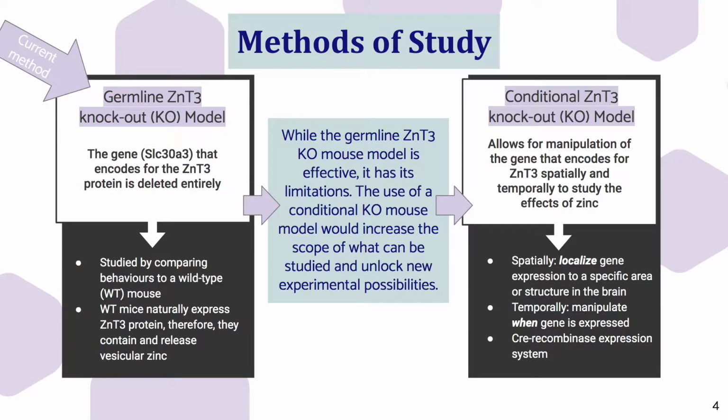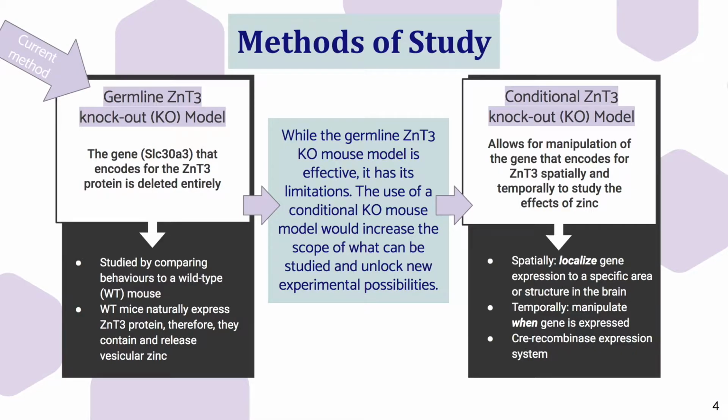The most common current method to study the role of zinc in the brain is the germline ZNT3 knockout mouse model, in which the gene that encodes for the ZNT3 protein is deleted entirely, meaning that there is absolutely no zinc in the brain. It is used by observing the behavioral differences to those of a wild-type mouse that naturally contains and releases vesicular zinc. While the germline ZNT3 knockout model is effective, it has its limitations. The use of a conditional knockout mouse would increase the scope of what can be studied and unlock new experimental possibilities.